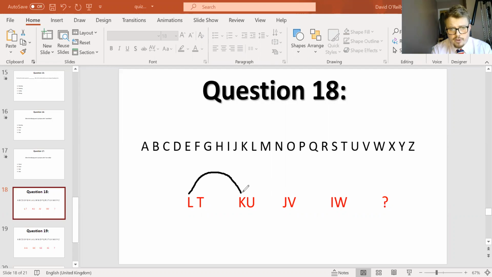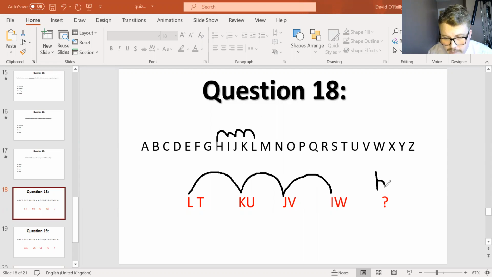how they relate. So if we compare all the first letters of the sequence, we've got L, K, J, and I. And then if I refer to the alphabet, I've got L, K, J, and I. And I can see actually the first letter is going back. It's going back one in the alphabet. So I know that H would be the first letter of the next sequence. H would be the first letter of the answer.